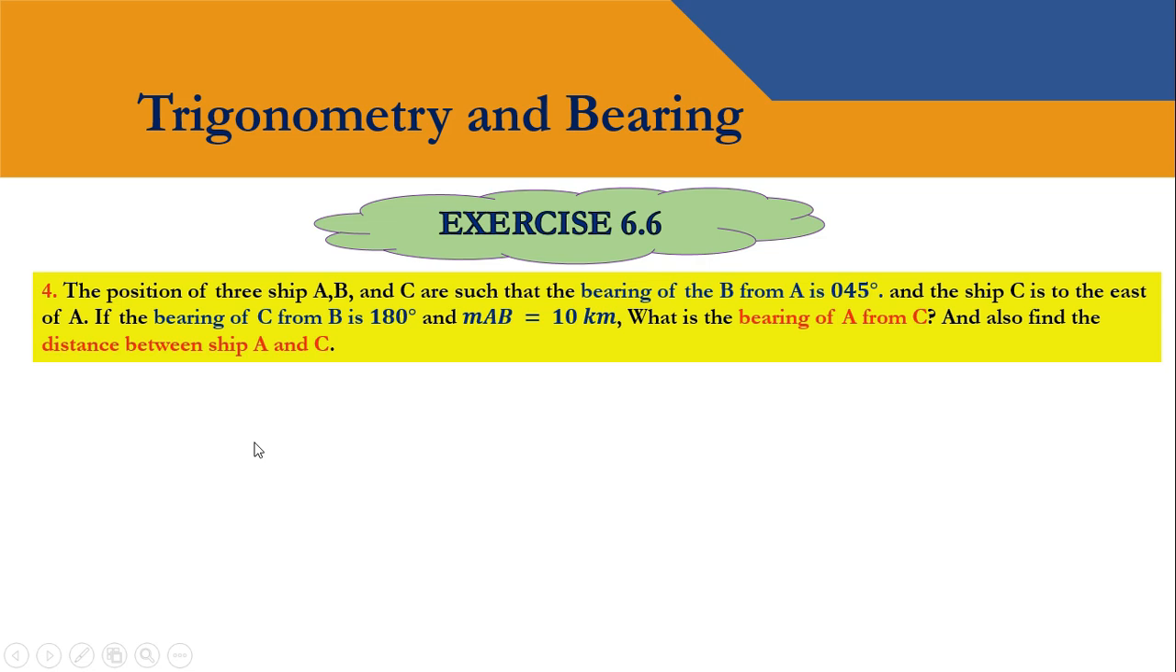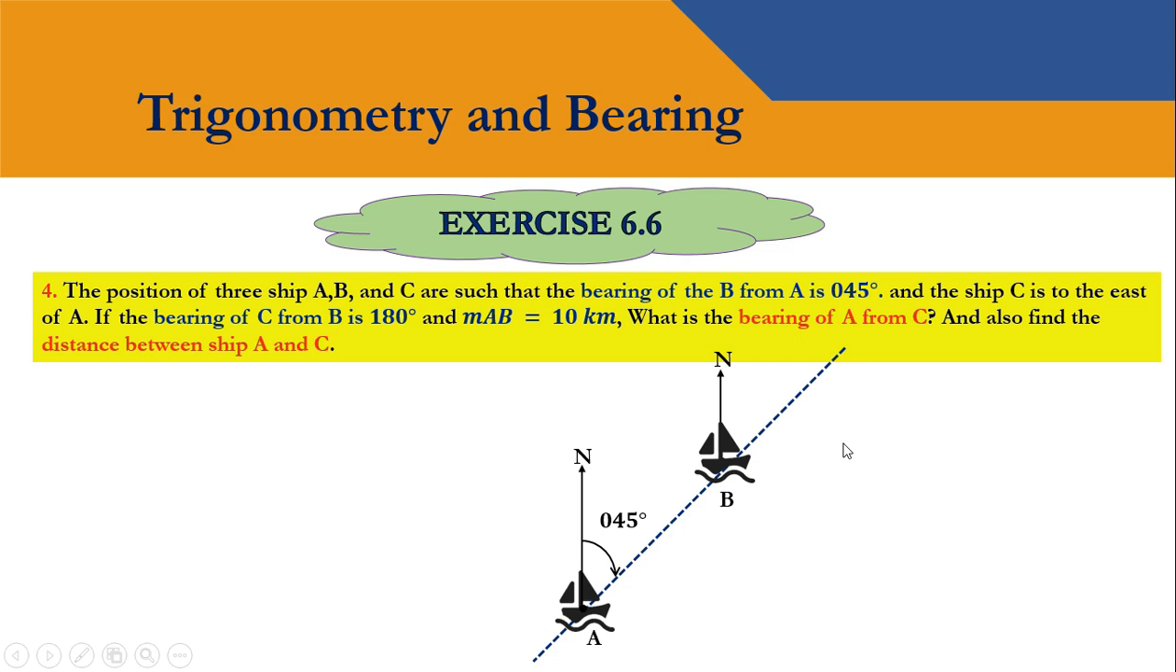The positions of three ships A, B and C are such that the bearing of B from A is 45 degrees. So this is our ship A and this is the direction of north, and as you know, the bearing of B from A is 45 degrees. Now we will construct a bearing of 45 degrees here and join the line to find the location of ship B. So ship B is on this line. Let's place ship B first, and this is the north direction of ship B, and now we need to find where our ship C is.